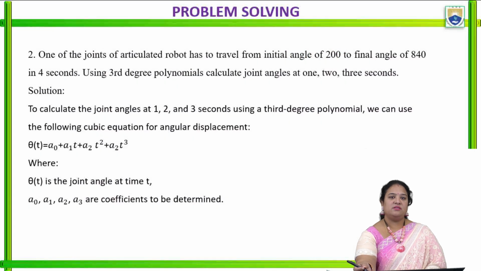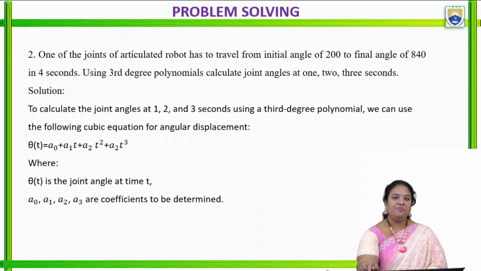Right. Moving on to the next problem. One of the joints of the articulated robot has to travel from an initial angle of 20 to a final angle of 84 in 4 seconds, right? Using the third degree polynomial calculation, calculate the joint angle at 1, 2 and 3 seconds.